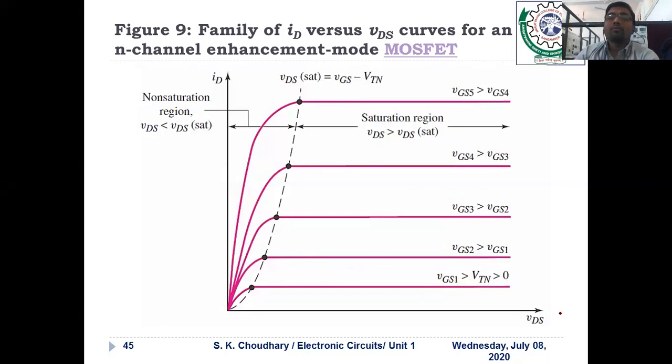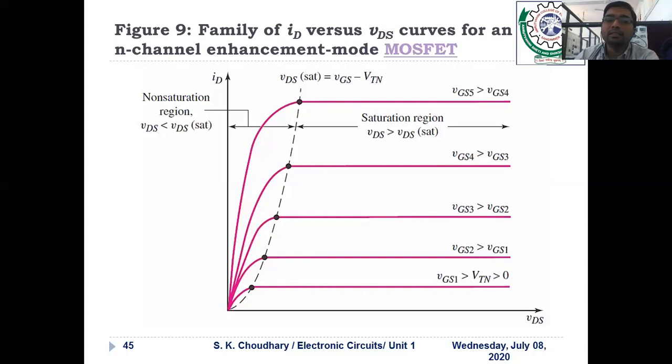Now we have to move further and see what are the important elements in the formula of the drain current. We have seen the formula in the saturation region: ID is equal to Kn (VGS minus VTN) whole square. So what is Kn? We will define it in the next slide. Kn is a conduction parameter.